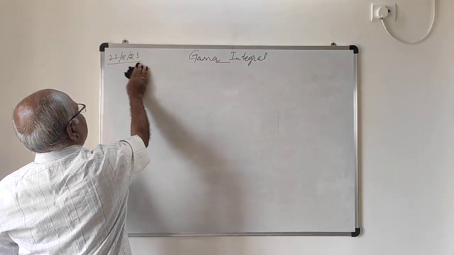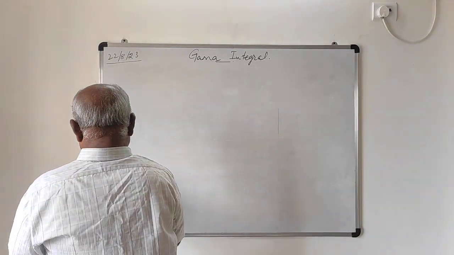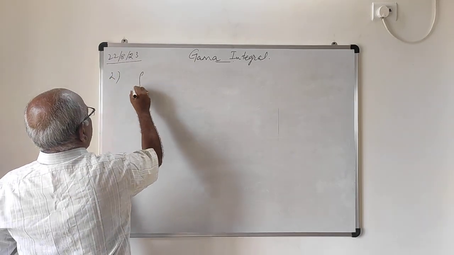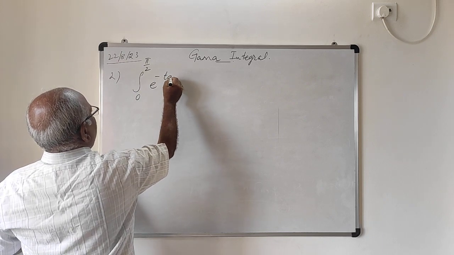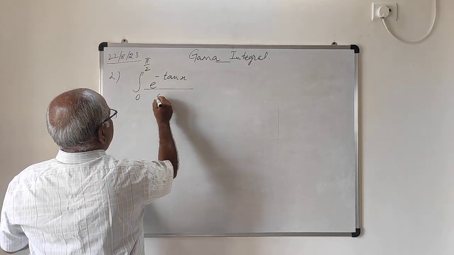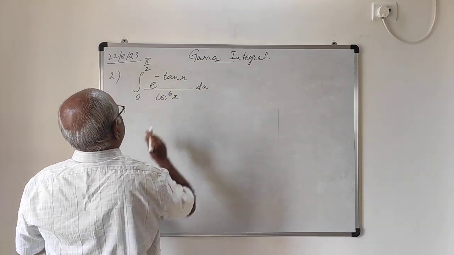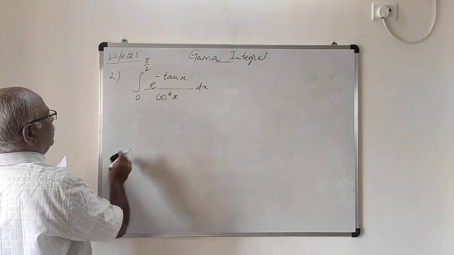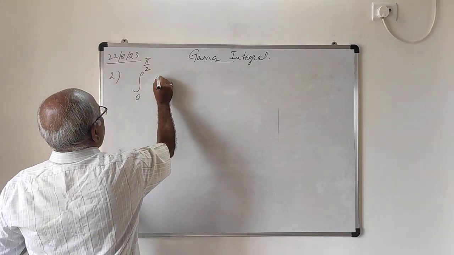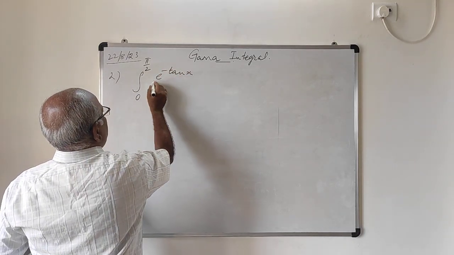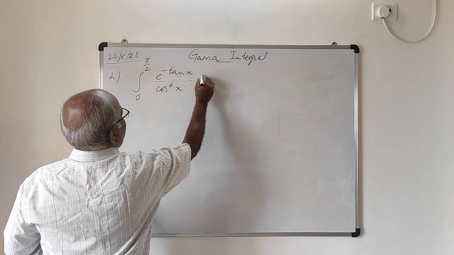Second problem in the exercise: evaluate the integral 0 to pi by 2 e power minus tan inverse of x by cos power 6x dx. Integral 0 to pi by 2 e power minus tan inverse of x by cos power 6x dx.